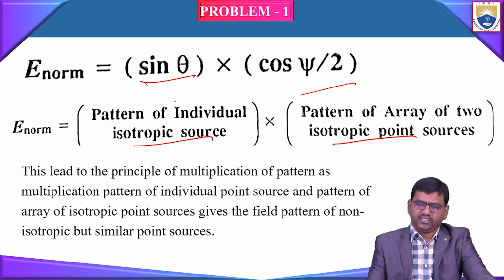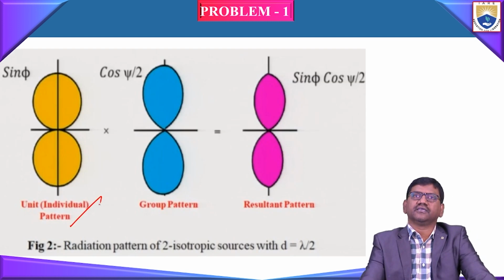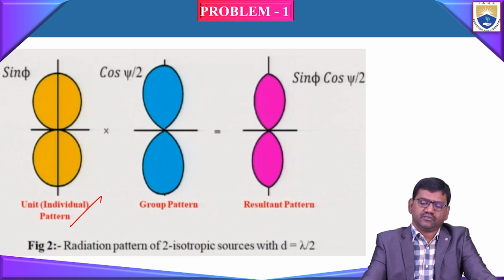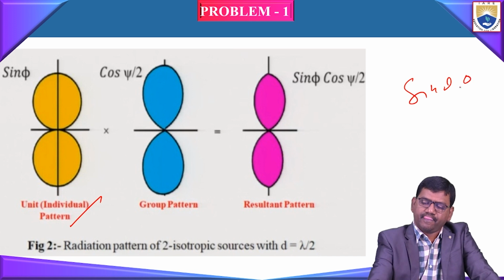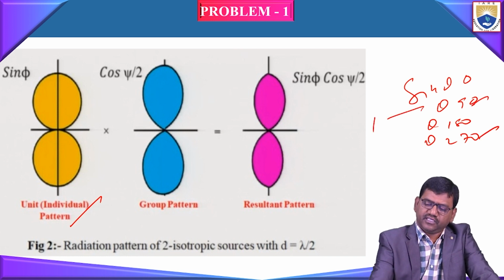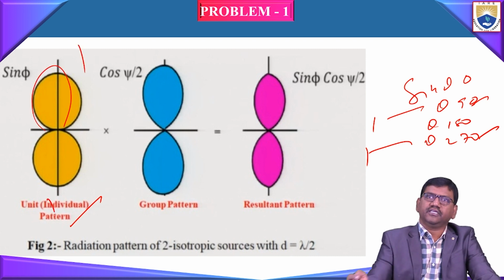For sin theta we need to draw the radiation pattern. For sin theta you can see the pattern will be like this. For different values of theta, if you substitute theta equal to 0, 90, 180 and 270, we can see that in the directions of 90 and 270 the value is 1.